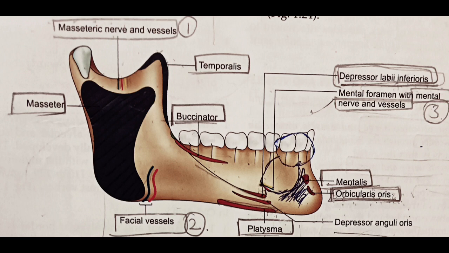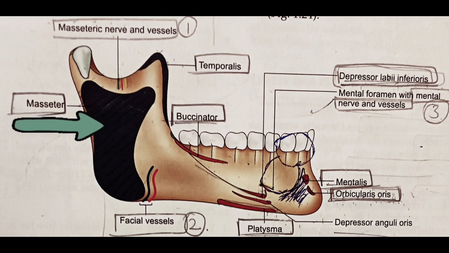The first muscle we will discuss is the masseter muscle. As we can see in this picture, this dark portion which is present on the ramus portion of the mandible is the masseter muscle. The masseter muscle is present on the lateral surface of the ramus, except the posterior superior part, and provides the insertion to the masseter muscle.